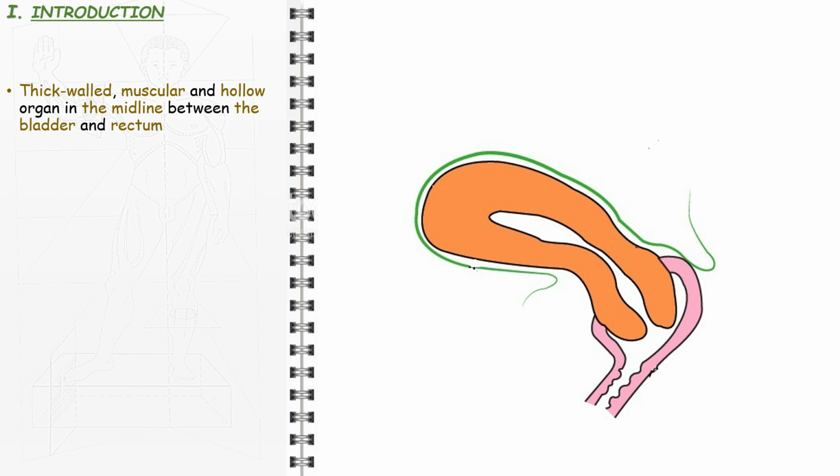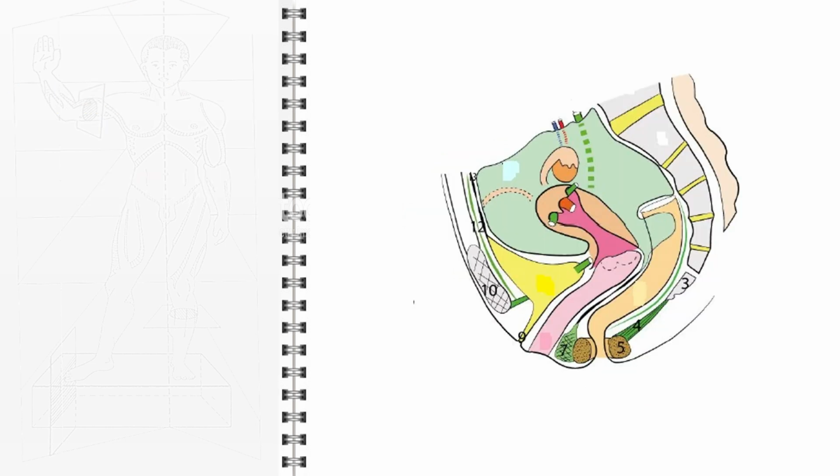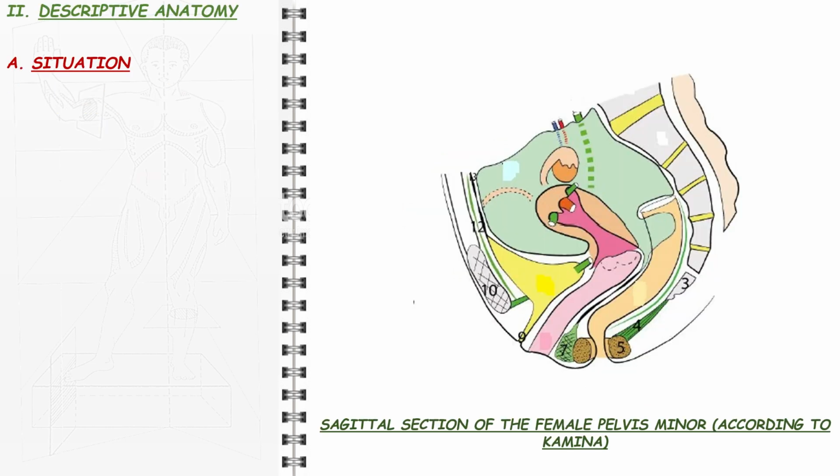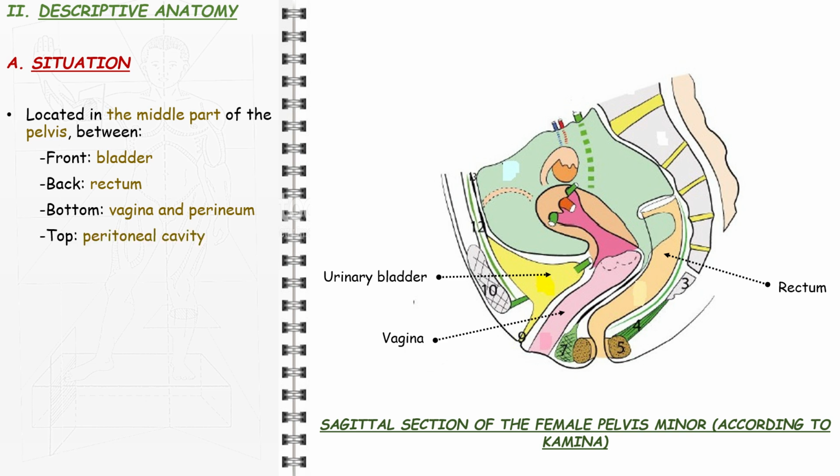The uterus is a thick-walled, muscular and hollow organ in the midline between the bladder and rectum. It provides a nidus for the developing embryo and ensures the labor during childbirth. The uterus is a dynamic organ as it undergoes several modifications during the genital life and the menstrual cycle that ends with period. The uterus is located in the middle part of the pelvis, between the bladder in front, the rectum at the back, the vagina and perineum at the bottom and the peritoneal cavity at the top.